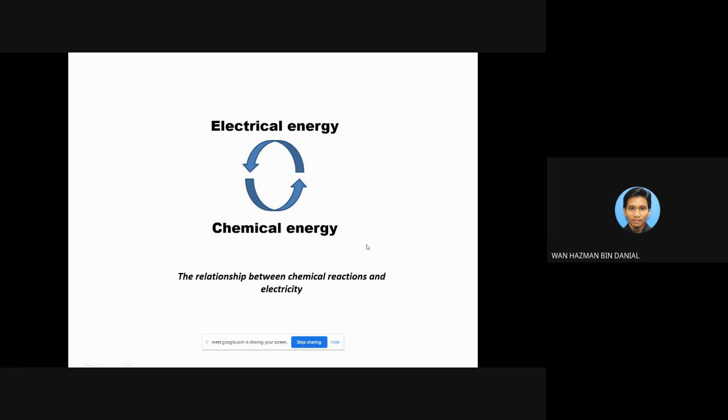Okay, so let's learn about the definition of what electrochemistry is all about. Based on the two types of energy, we have electrical energy and chemical energy. The study of the relationship between these two kinds of energy, we call electrochemistry. It is the relationship between chemical reactions and electricity.